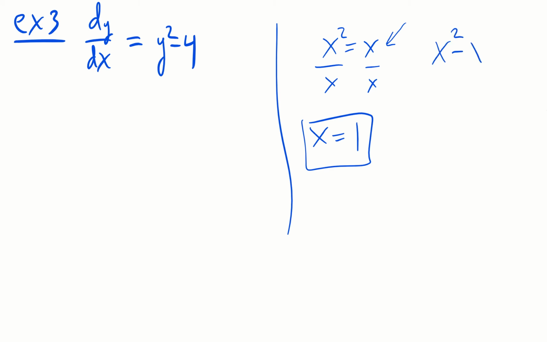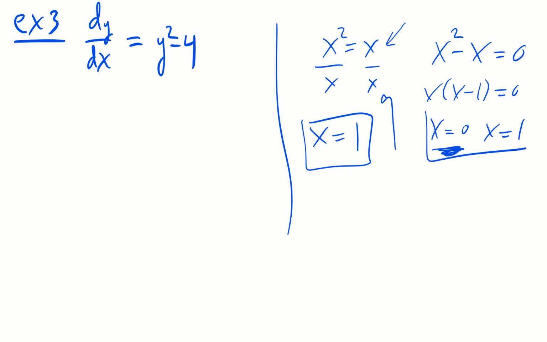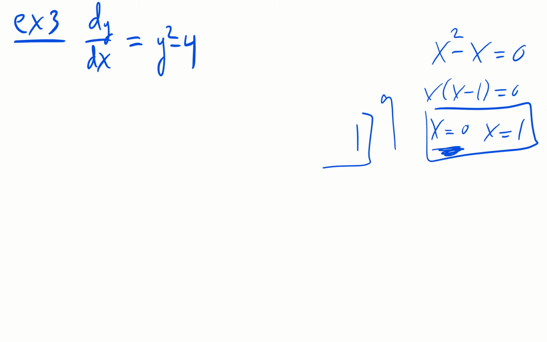To find them, we could bring both terms to one side, factor, and then set each factor equal to 0. And what we see is that we were missing something when we divided by x. When x is 0, we had division by 0, and so we actually lost the solution. This quadratic equation should have two solutions, x equals 0 and x equals 1. Something very similar can happen when we try to solve separable differential equations. Let's take a look at the one in example 3.